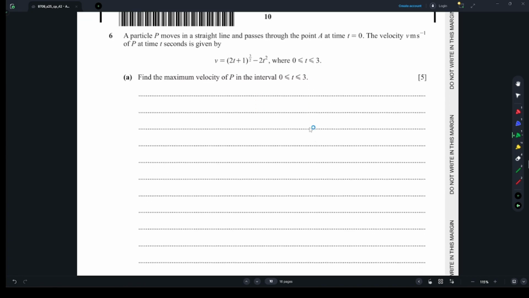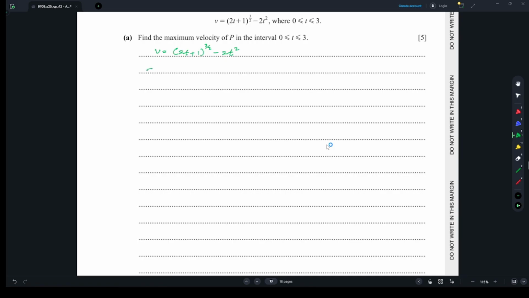Okay. So our equation is v equals t times (2t plus 1) to the power 3 over 2, minus 2t square. So we have to differentiate it with respect to time. So dv over dt. First, we have the bracket. So first we bring down the power: we multiply by the power 3 over 2, then (2t plus 1) to the power 3 over 2 minus 1. So 3 over 2 minus 1 is half.